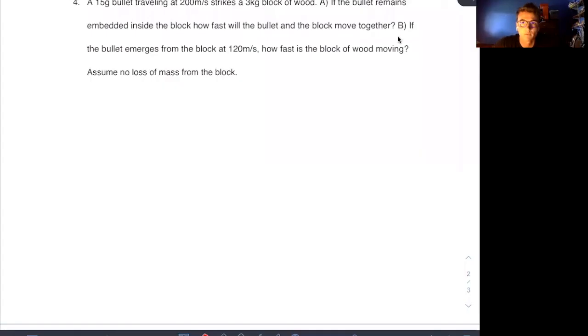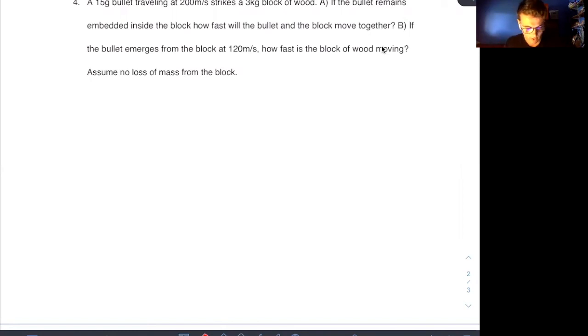All right, number 4. A 15 kilogram bullet traveling at 200 meters per second strikes a 3 kilogram block of wood. If the bullet remains embedded inside the block, how fast will the bullet and the block move together? Or if the bullet emerges from the block at 120 meters per second, how fast is the block of wood moving? Assume there's no mass lost from the block.